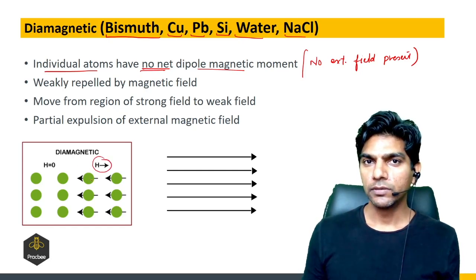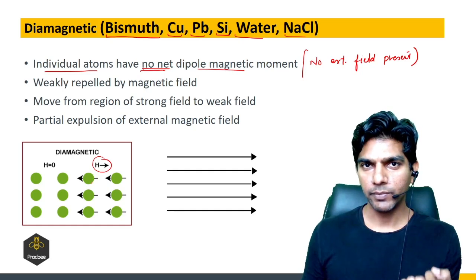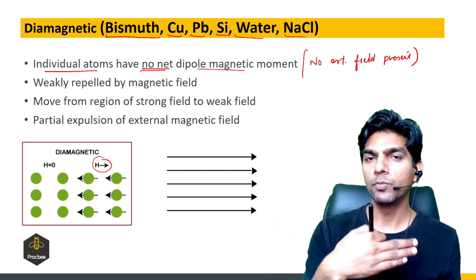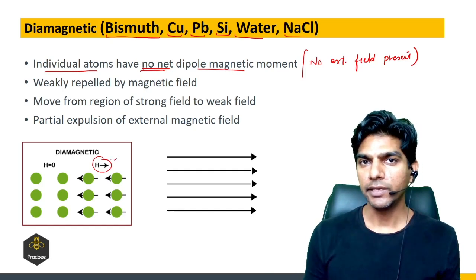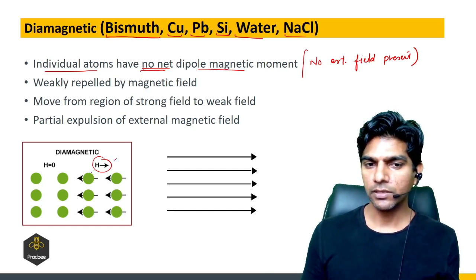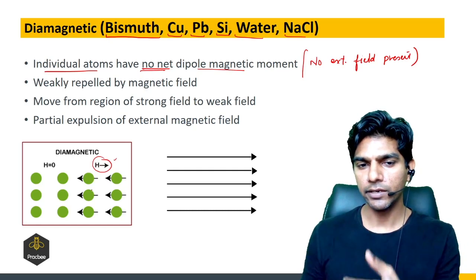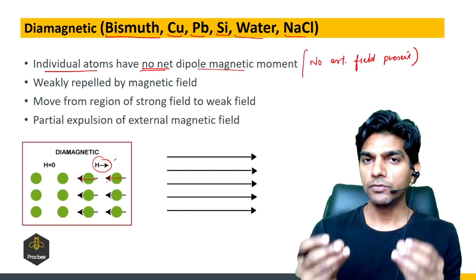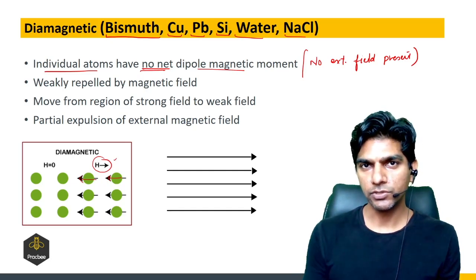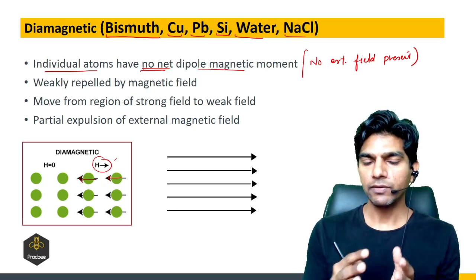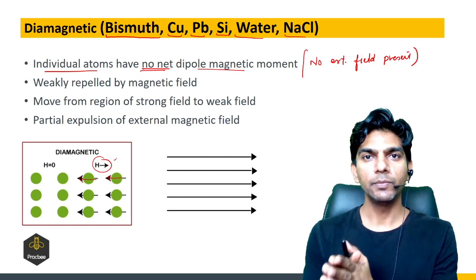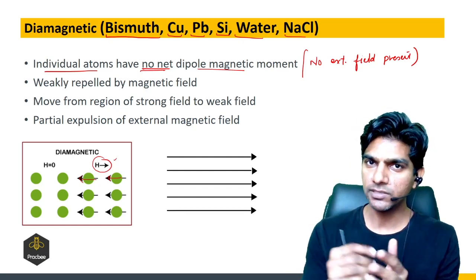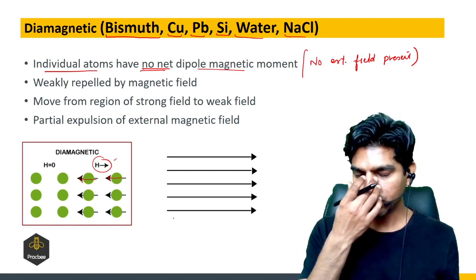The individual atoms will have a magnetic dipole, and these dipoles will align themselves opposite to the direction of the external field. So if the external field magnetic intensity is in the right direction, the dipoles will be aligned in the left direction, due to which the field inside the material is reduced slightly. So when we introduce an external field, there will be an induced magnetic dipole in diamagnetic material which opposes the field. Let us see with the animation.